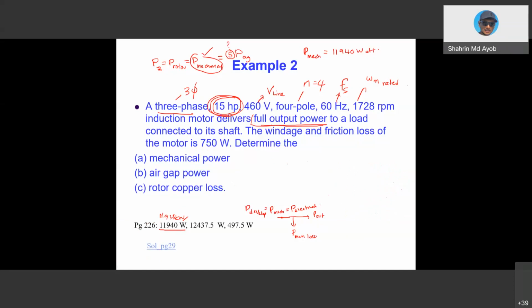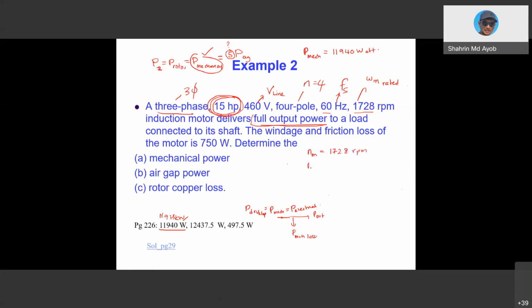So the information here is deliver full output power, meaning that this motor is operated at its rated values. Meaning that it will rotate at the rated speed. The frequency supply is 60 hertz and so on. So from here you can get your speed of the motor, 1728 RPM.